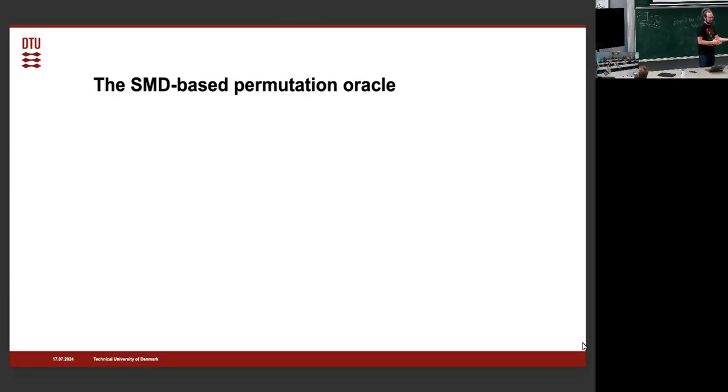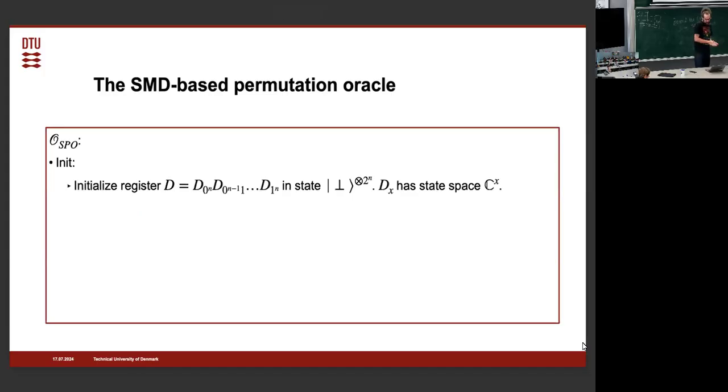Now let's look at this idea of using the strictly monotone decomposition to create a superposition order. So we basically initialize this huge register. I'm going back to capital N equals 2 to the little n. We initialize it with all bottom symbols. However, that's a typo. So the dx register now has state space C to the x plus 1, right? Because we added this bottom dimension.